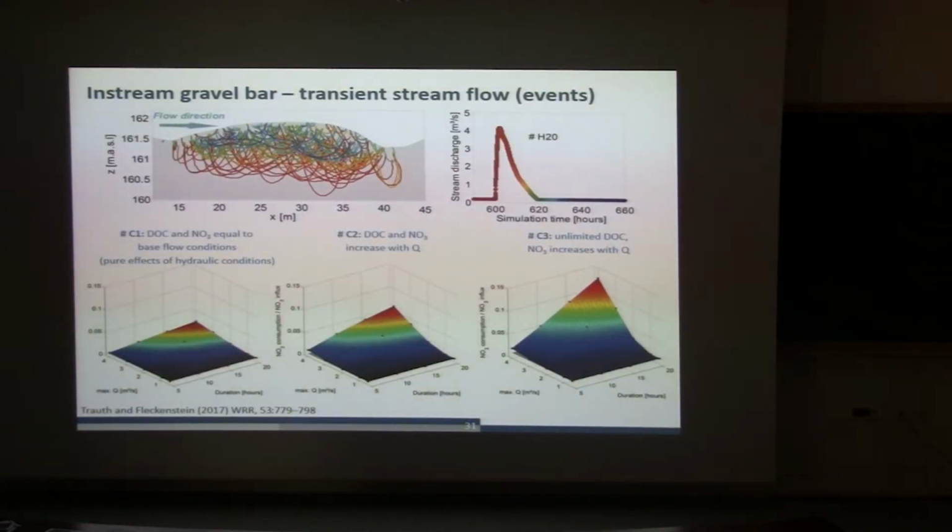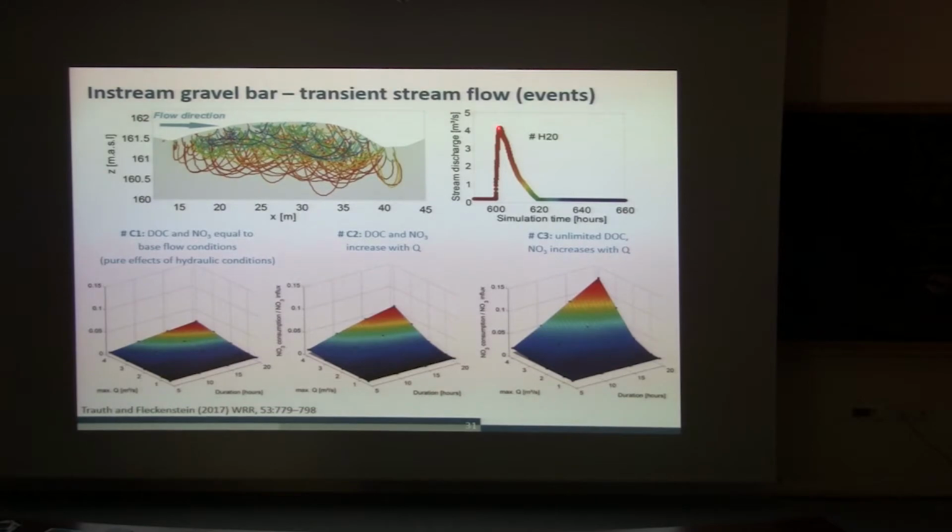Another aspect, and that's the last one that I have here from the simulations, is the effect of transient stream flows. We were interested in what happens in a stream. We usually don't have steady state flows, we have flow events. So we looked at a transient scenario where the colors along this stream flow hydrograph indicate the colors of the flow lines that are initiated during those periods of the flow event.